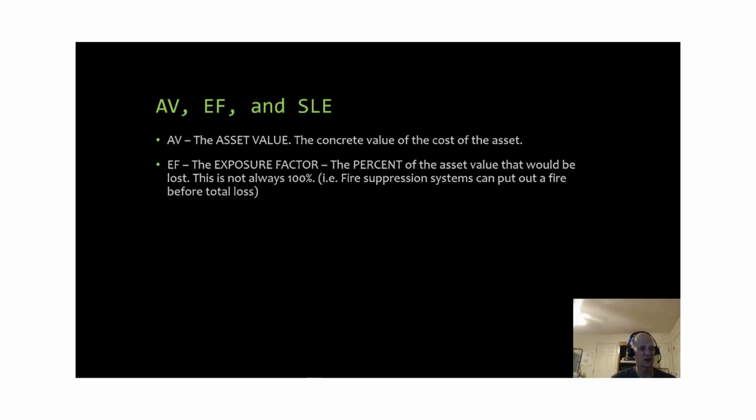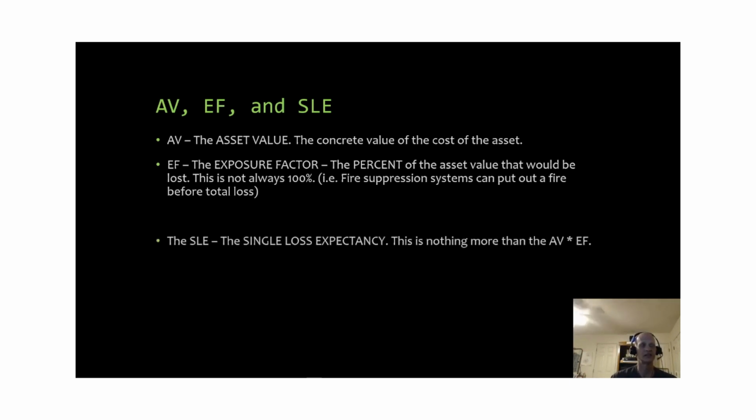Doesn't always have to be 100%. It can be. Doesn't always have to be though. And I give the example of like a fire suppression system. Say you have a server room, fire starts, the fire suppression system will put out the fire, and it may not be a 100% total loss of the server room. It may only be a 20% loss or a 50% loss or something like that. So you got to have the EF.